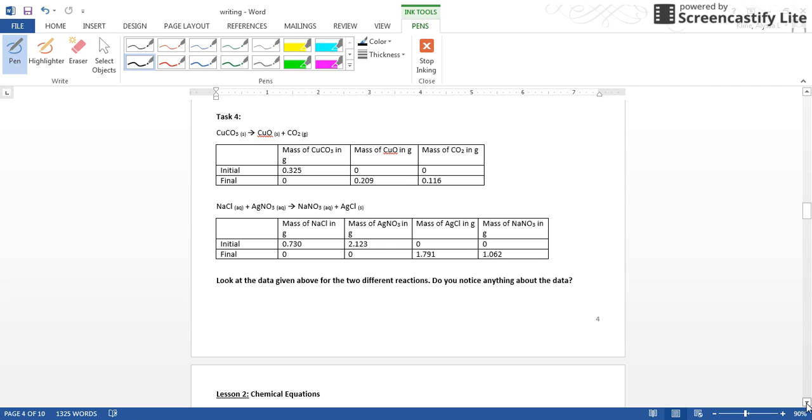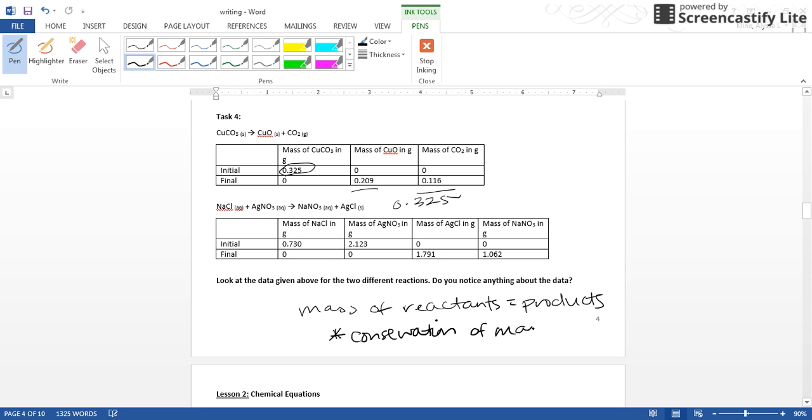And then finally, this last thing here, we were noticing anything about the data given. If you look at the masses, you can see some trends. If we look here, this 0.325, if you add these two together, you're going to get the same number. So when you look at this, you're going to see that the mass of reactants equals that of the products. We're going to come back to this idea in the next lesson, but we're looking at the conservation of mass here. The law of conservation of mass will be in play when we deal with these reactions even more.